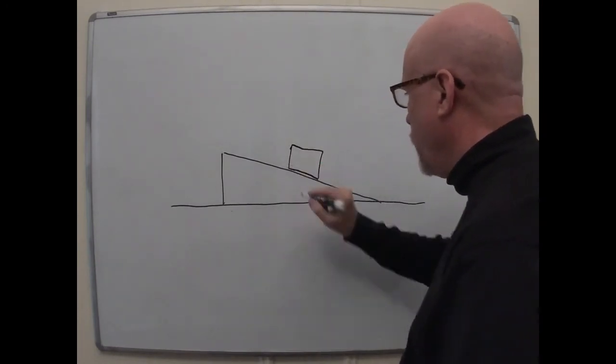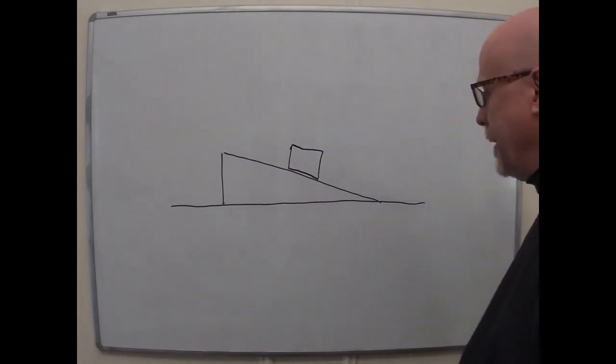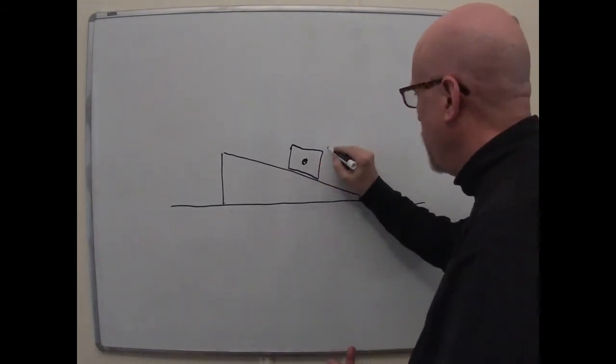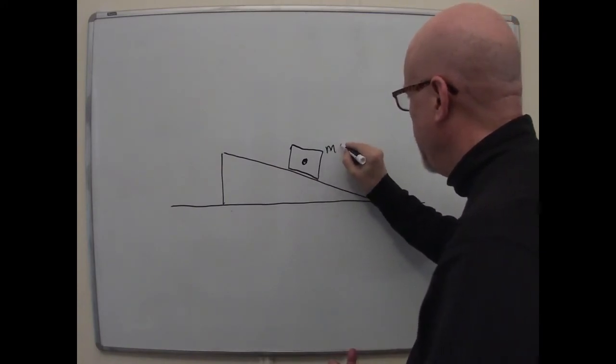There's some block on that plane, and it's got a force of gravity acting on it. Let's say it's got mass m.